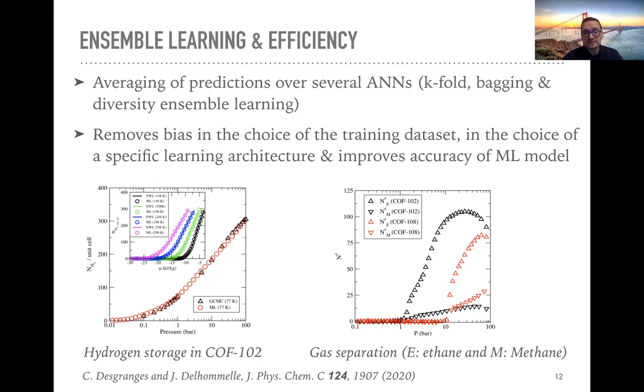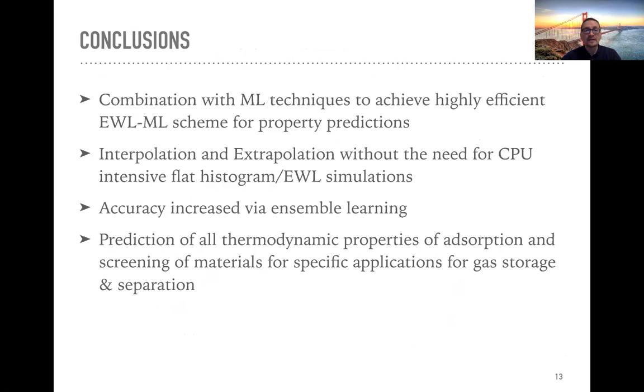These are a couple of applications and examples of what can be achieved by combining the machine learning model, trained on the basis of flat histogram simulations, on the results of expanded Wang-Landau simulations for adsorbed gases in metal organic frameworks and covalent organic frameworks. In conclusion for this talk, I've presented some ways of combining machine learning methods, mostly artificial neural networks, with flat histogram sampling simulations that are intensive but carry out a thorough sampling of the configuration space. This combined expanded Wang-Landau machine learning scheme is able to predict accurately and extremely rapidly, once the model has been trained, the properties of adsorbed gases.